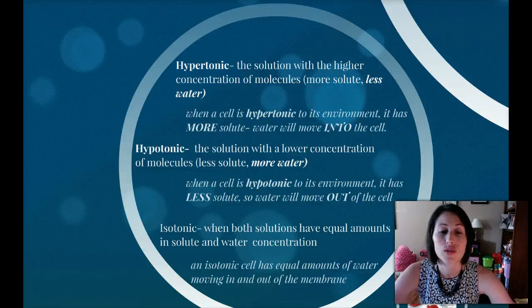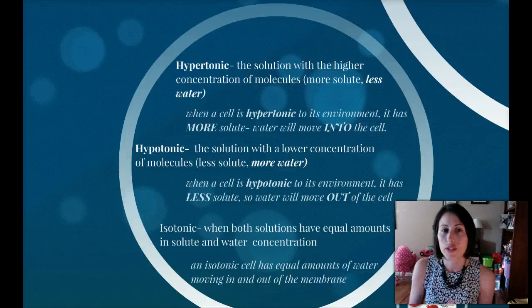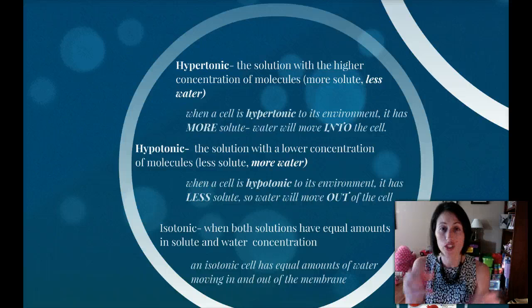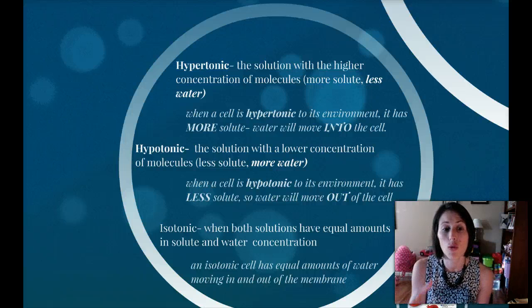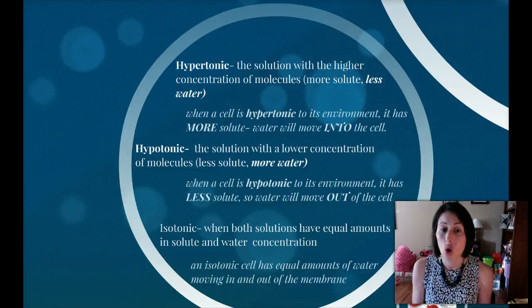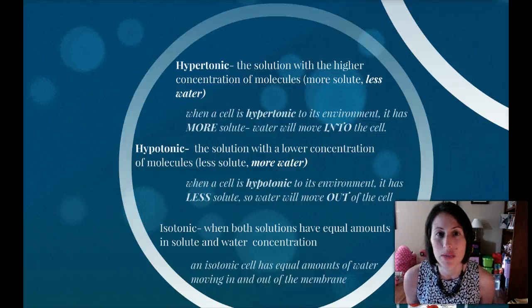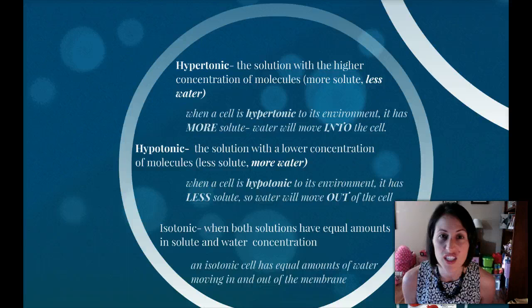Hypotonic is when the solution has a lower concentration of molecules, so there's less solute, there's actually more water. So when we were looking at that beaker that had the water and sugar solutions, the one with the least amount of sugar in that solution was considered hypotonic. There was more water. So when a cell is hypotonic to its environment, it has less solute, more water. So that water is going to move out of the cell from high to low concentration. And I remember this because hypo to me sounds like hippo, and hippos are fat. So the cell is fat with water like a hippo.